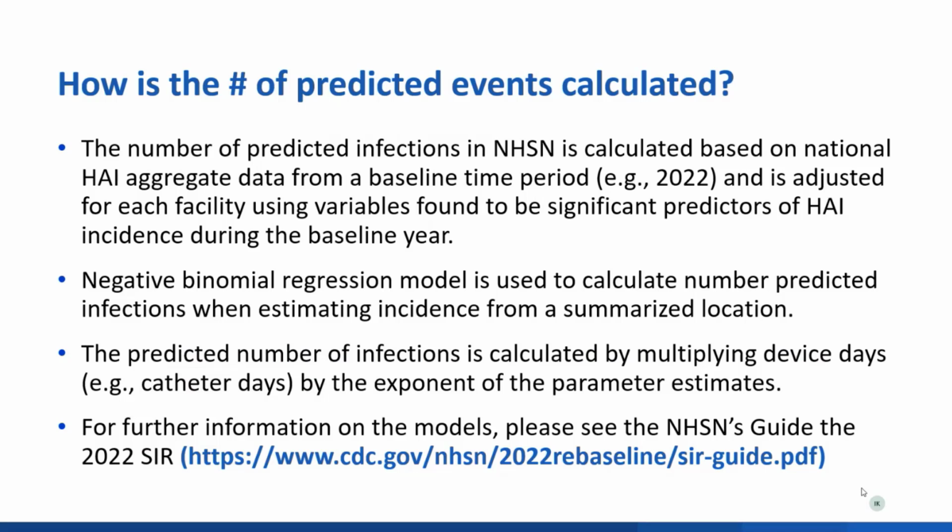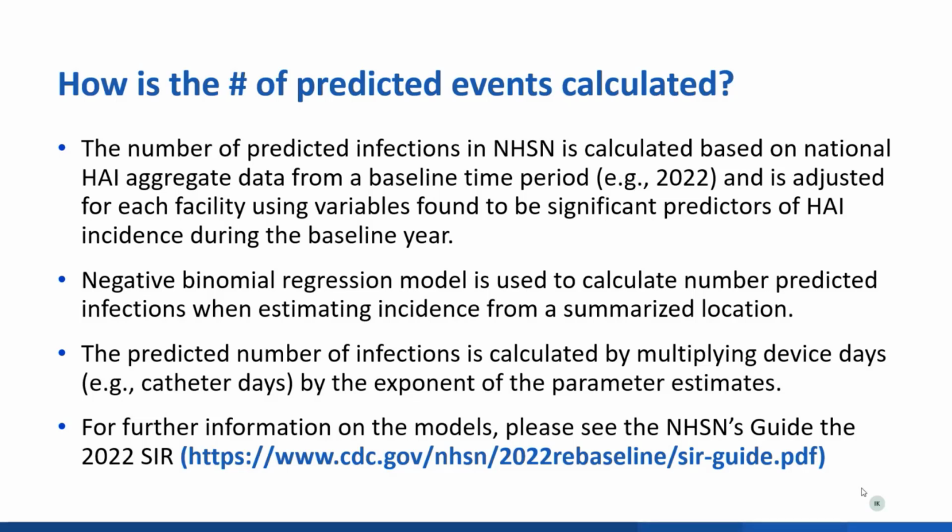And then to quickly summarize what was presented earlier by Rob, the number of predicted infections is generated using the national aggregate data on healthcare-associated infections, or HAIs, from the 2022 baseline. This prediction is adjusted for each facility using a set of variables that were found to be statistically significant predictors of infection during this baseline year. These include things like patient population characteristics, location type, and device use. The underlying model used by NHSN is the negative binomial regression model, which is appropriate for estimating infection counts, especially when working with summarized data at the location level.